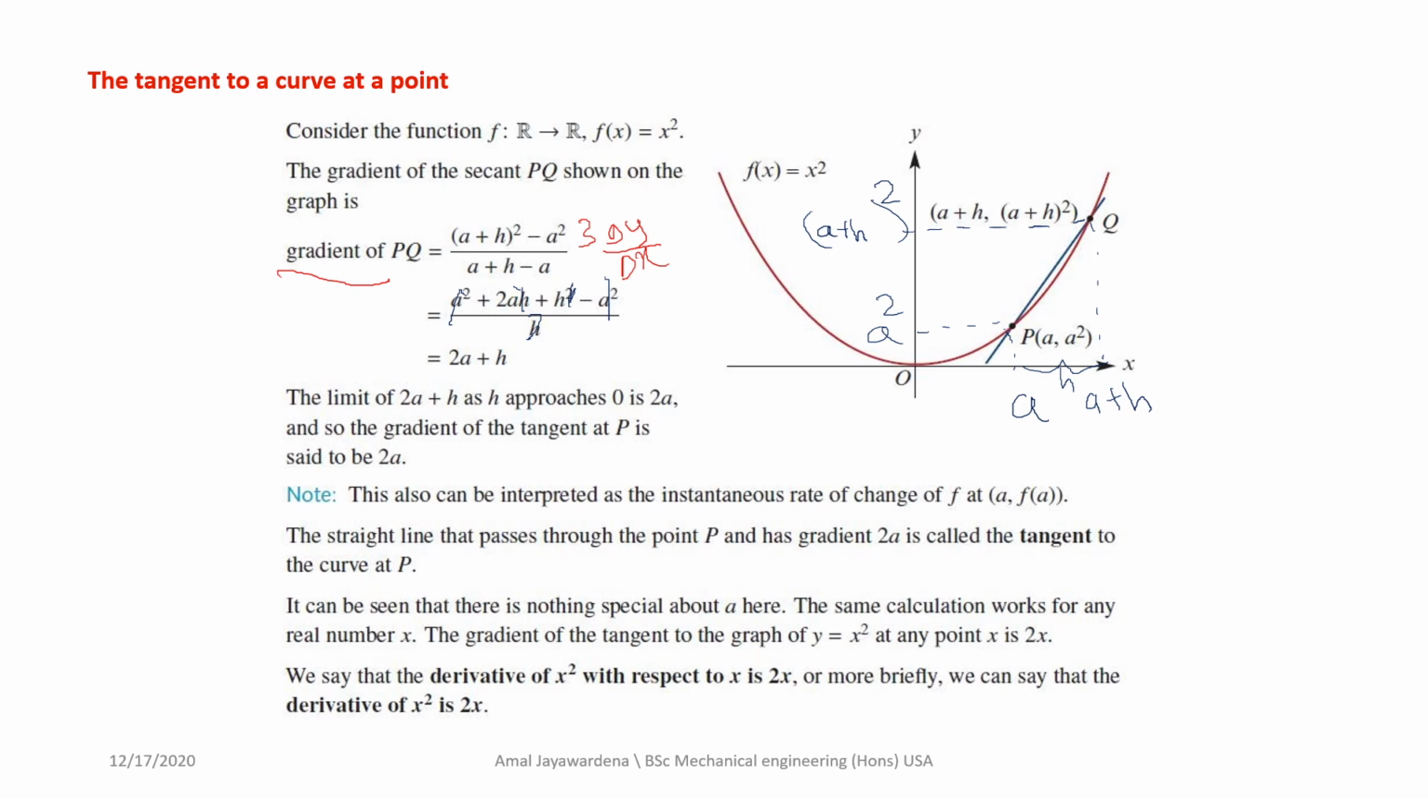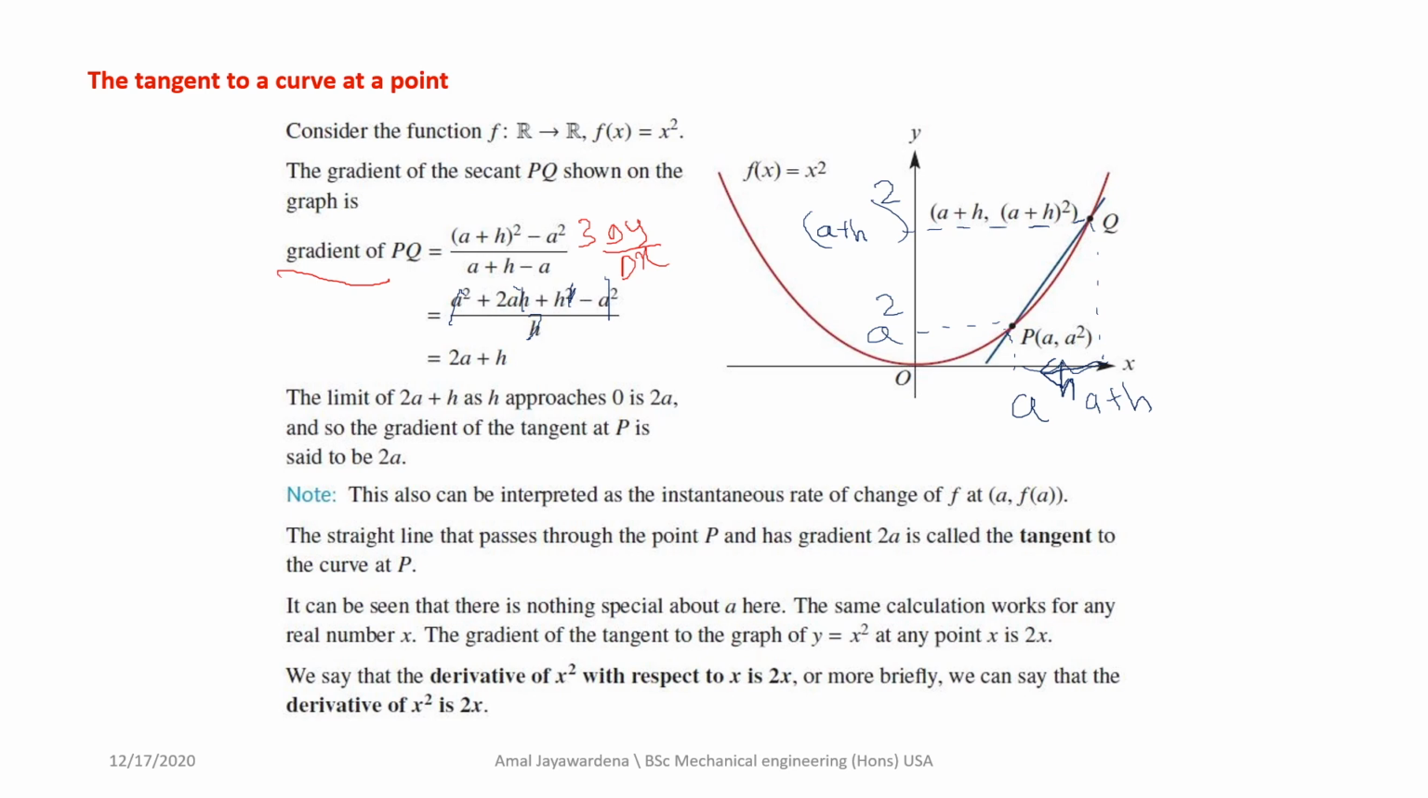So the limit of that when h is equal to 0, in other words, when this difference reduces, means we try to get the derivative of the gradient at this point, at P. So that's what it says. The limit of 2a plus h as h approaches 0 is 2a, because when h becomes 0, h is going to fall out, and then we're going to end up with 2a only. So the gradient of the tangent at P is said to be 2a.